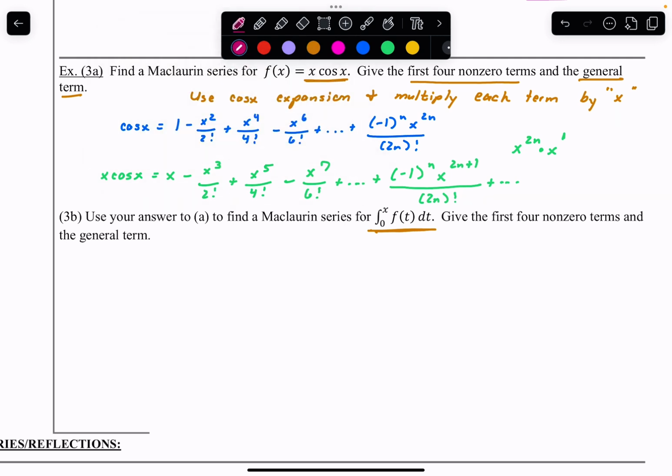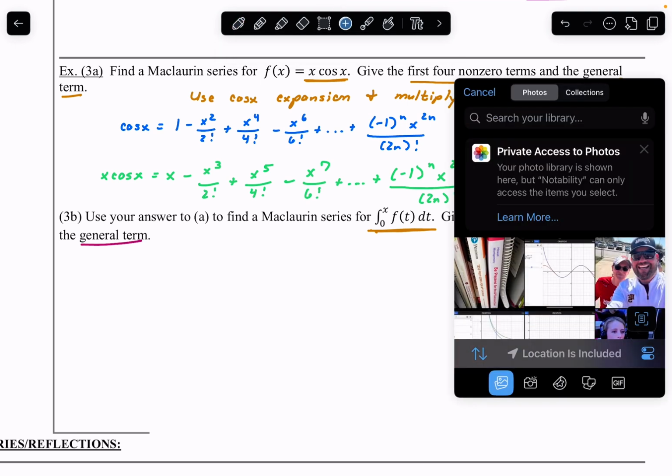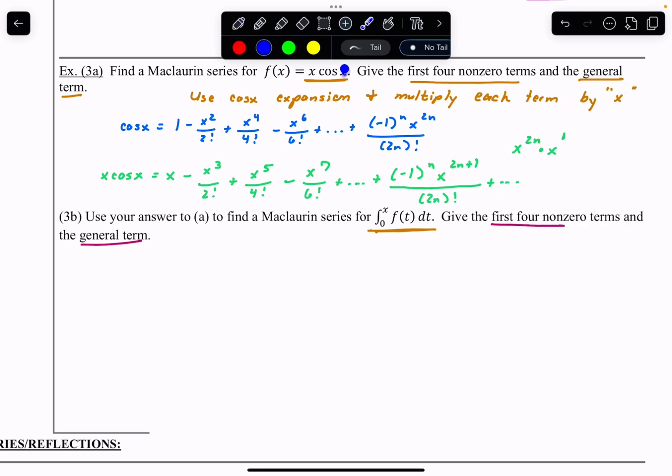Okay, so I am going to, again, find the first 4 and the general term, right? Oh, y'all, do I know how to integrate this? I do, but it requires integration by parts. So I could use integration by parts and then build this series from scratch, but I don't want to do that. Why would I do that? That's why it's telling me to use the answer to part A.